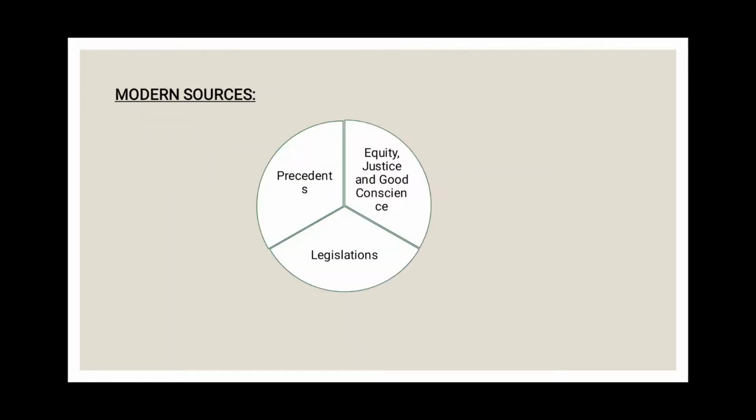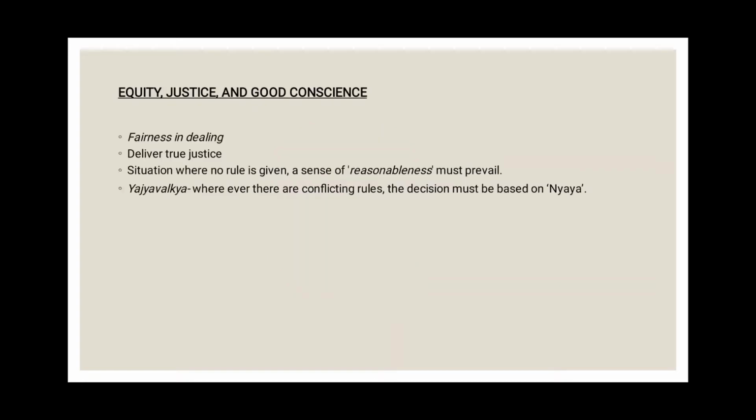Now we move on to the modern sources, which are three in number. The first is equity, justice, and good conscience. The second is legislations, and the third is precedent. Equity, justice, and good conscience. Equity generally means fairness in dealing. That is, for example, if there is a person A and a person B, to deal with them fairly would be to bring them to a similar positions in society.